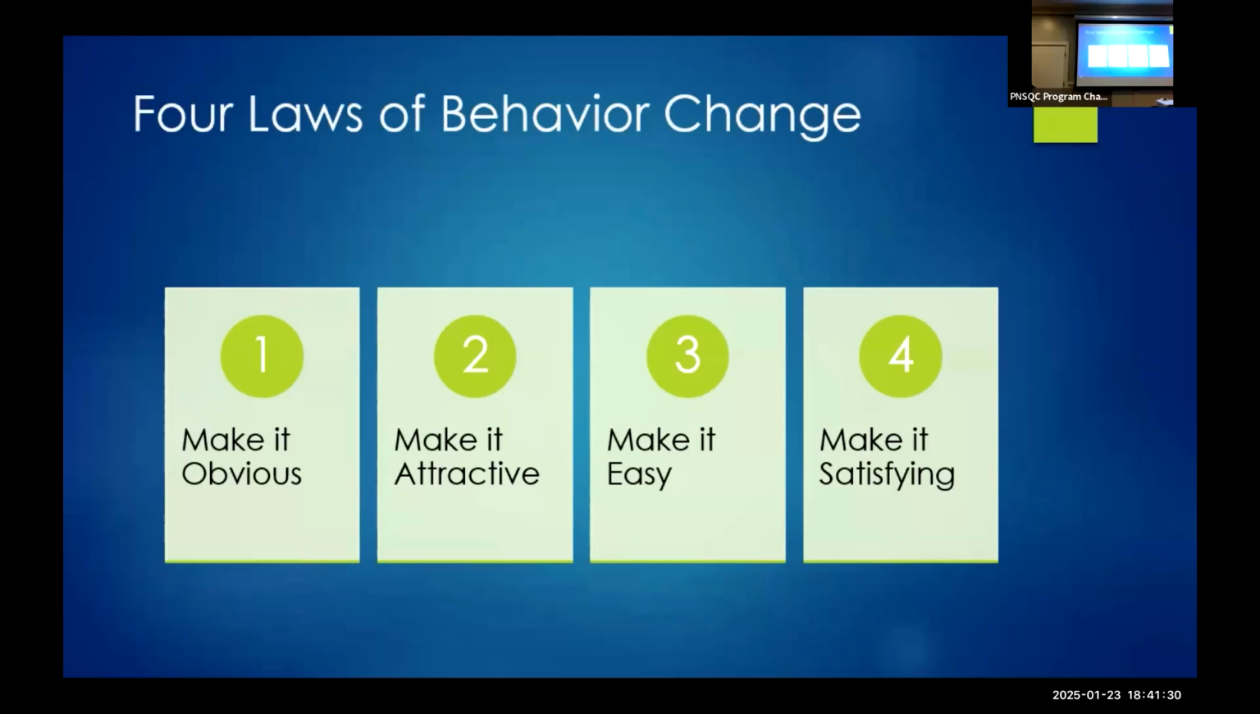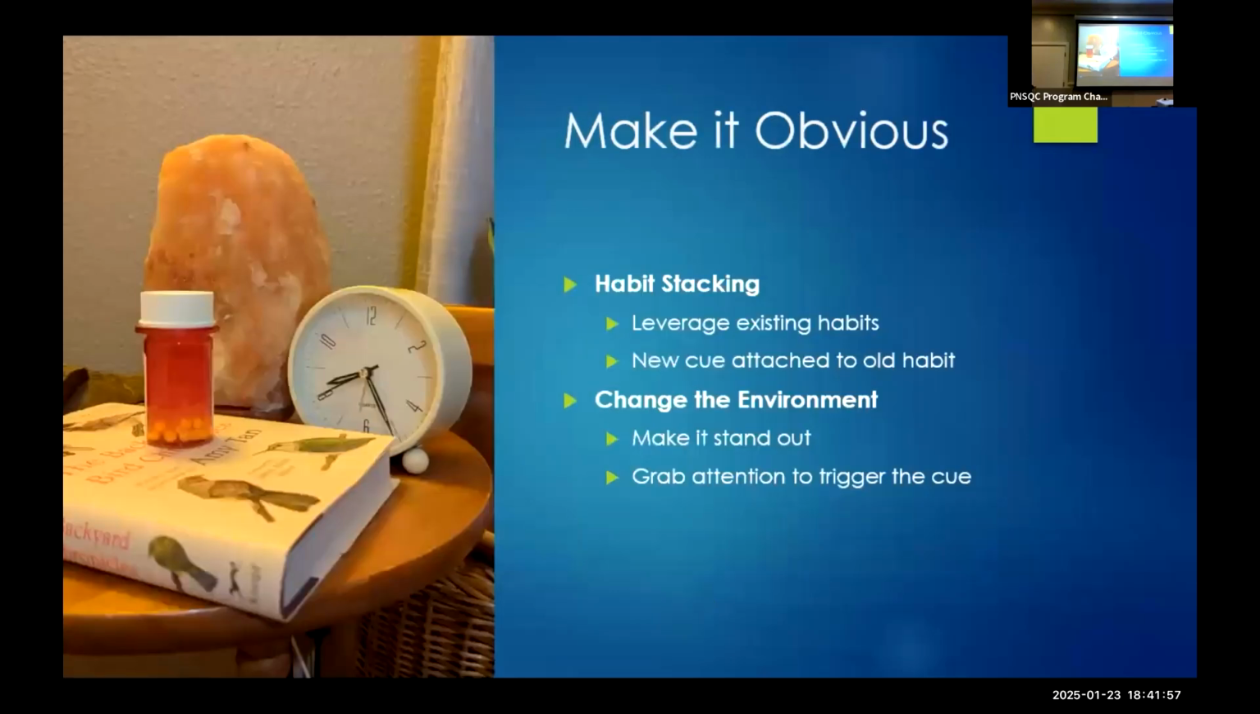So the first is to make it obvious. So this increases the likelihood of triggering the cue. Make it attractive, law number 2, to increase the craving. Make it easy to increase the response. And make it satisfying to increase the likelihood of repeating that behavior. And there are many parallels, but we'll focus for tonight, given we only have 8 minutes, to talk about making it obvious and making it easy.